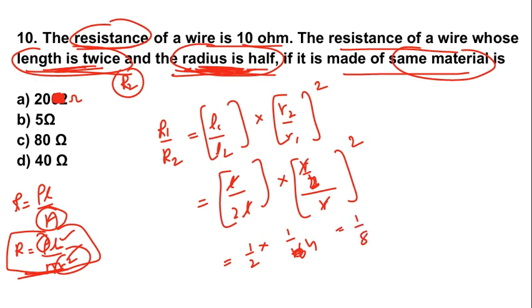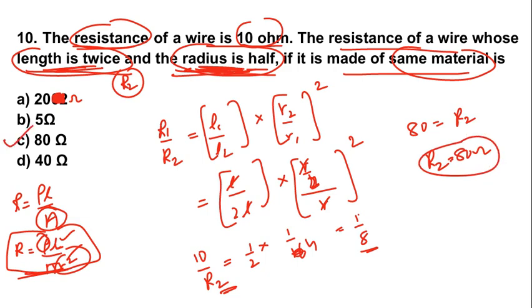So R1 by R2, R1 how much is given? That is 10 ohms, so 10 by R2 equals 1 by 8. Do cross multiplication for these two. What you will get? 8 into 10, 80. 80 equals R2 into 1, that is R2. So R2, how much are you getting? 80 ohms. So this is the required answer.